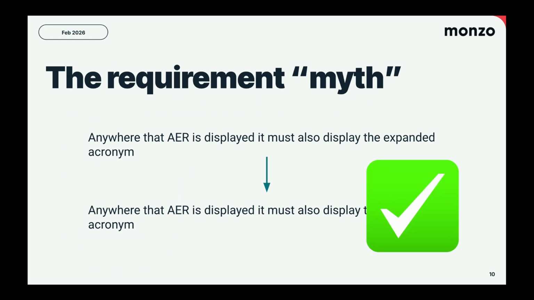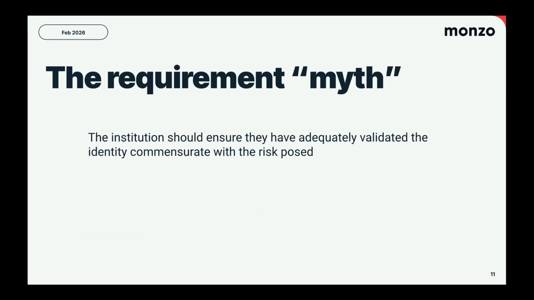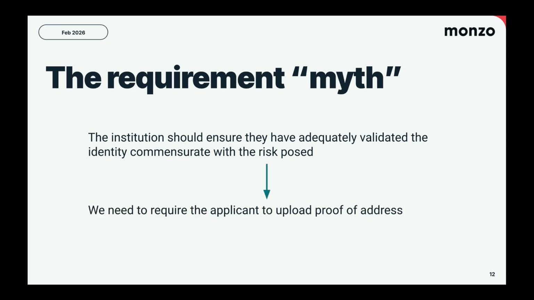So that's all good. But lots of legislation, and especially these days, and it's moving more and more in that direction, is more risk-based or principles-based or outcome-driven. So something like, the institution should ensure they have adequately validated the identity commensurate with the risk posed. There are lots of different ways you can interpret that in terms of how the product should actually work. And if you try and just front load all of your requirements from legislation into clear requirements for a product team, that risks being mistranslated and turned into something like, we need to require the applicant to upload proof of address. And that can go around as, the law requires us to do X, where actually the law was more vague and there was more room for interpretation than has then been conveyed.